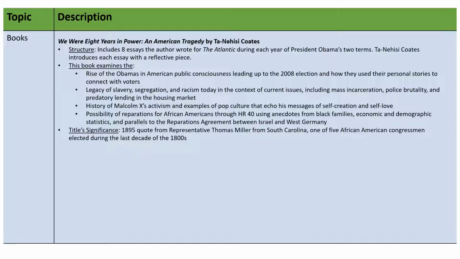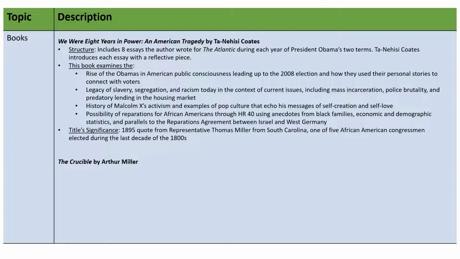One of 5 African American congressmen elected during the last decade of the 1800s. I think it's really important to talk about the significance of the title of any work, because the title often offers a glimpse into the most important themes of a text or perhaps a central symbol, which we will see next. Here we have The Crucible, which is a play by Arthur Miller.